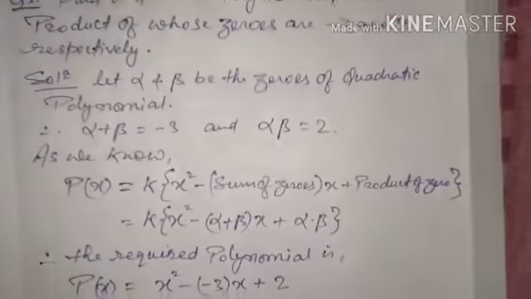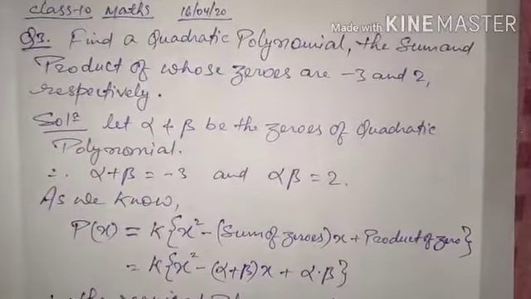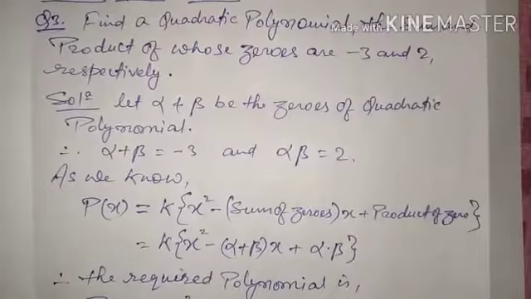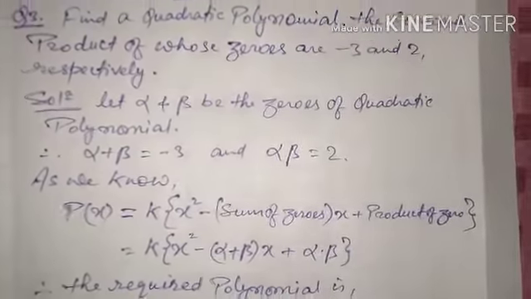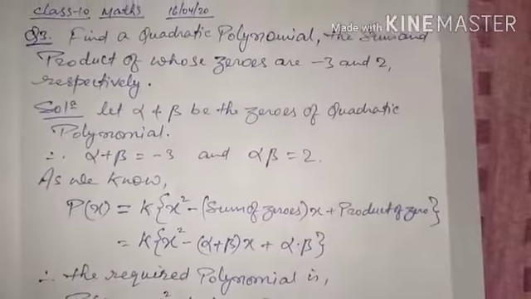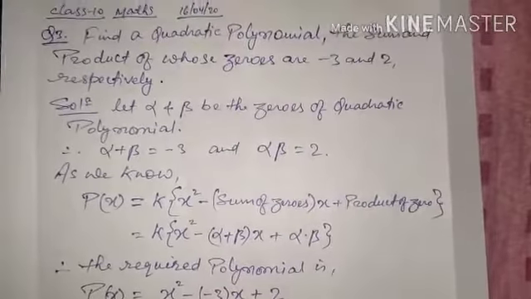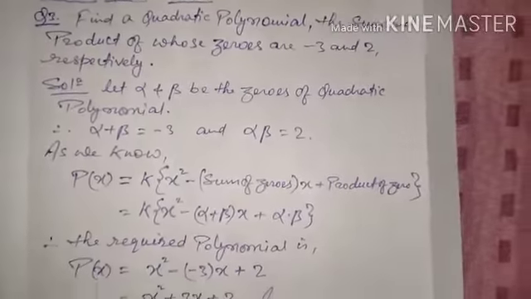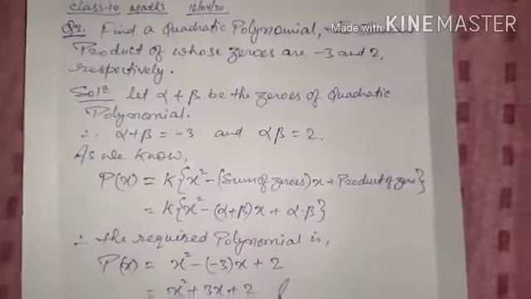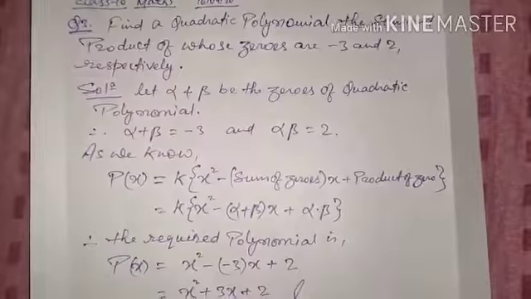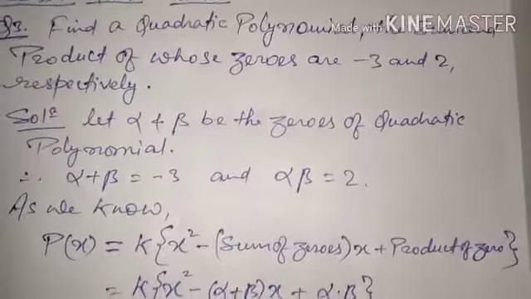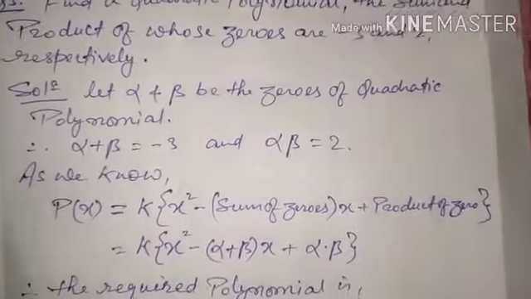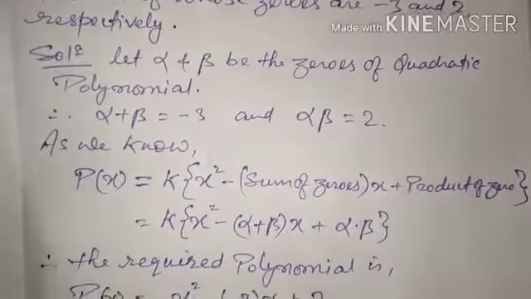Okay, so this question says: find a quadratic polynomial, the sum and product of whose zeros are minus 3 and 2. The question is saying that you have to frame a quadratic polynomial with the help of the sum of zeros and the product of zeros given. It is not saying that its zeros are given. Alpha and beta values are not given over here. Please mind it. Minus 3 and 2 are not the values of alpha and beta. Minus 3 and 2 are the values of the sum of the zeros and the product of the zeros.